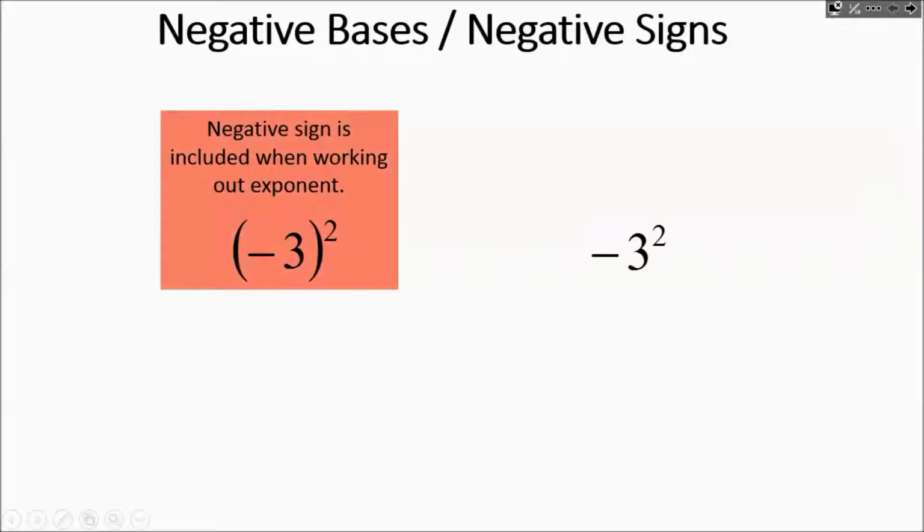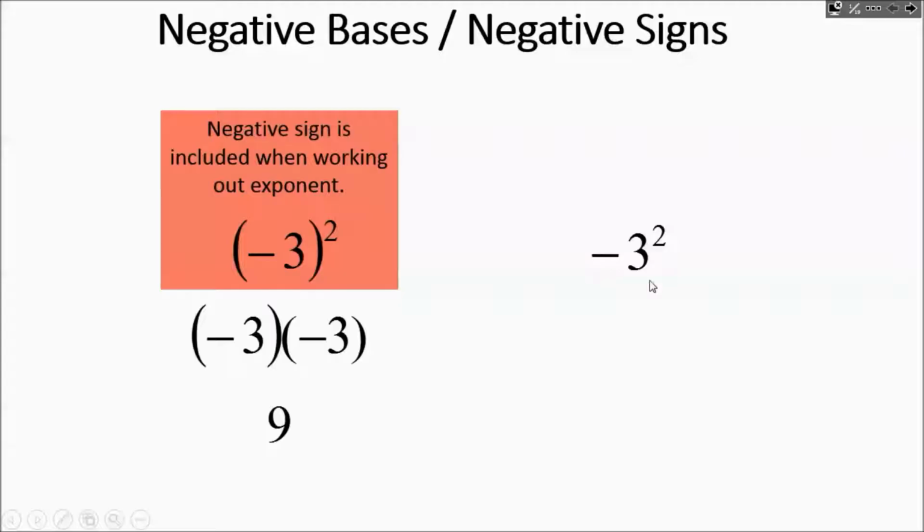When the negative number is in parentheses and the exponent is on the outside, the negative sign is included when you work it out. So when you work it out, you're going to think of this as negative 3 times negative 3. And then that works out to a positive 9, because you have the two negatives being multiplied.